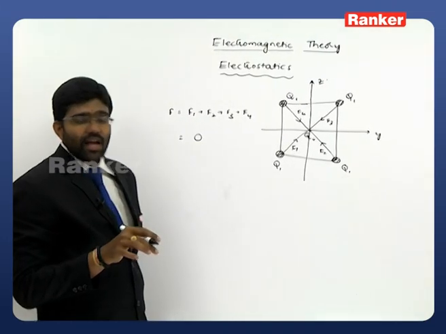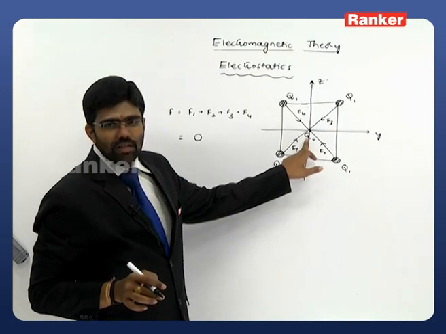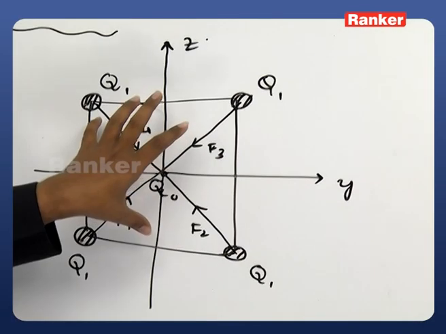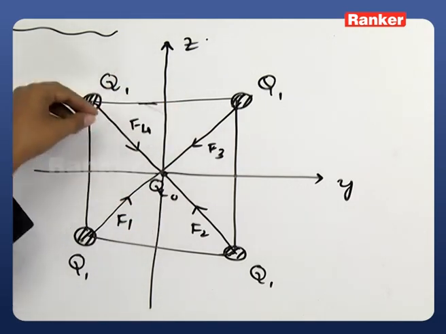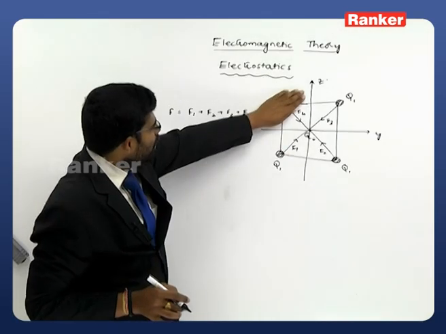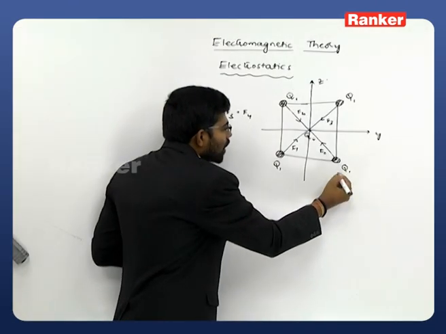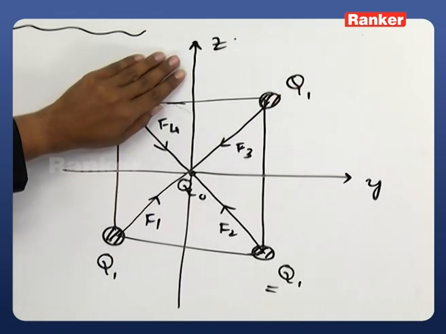So the net force acting on the center charge, because of 4 equal charges placed on the corners of a square, is 0. If you remove any one of these charges, then obviously some force will act on it, and that is only because of the remaining charge. Let us take the case where this charge was removed.